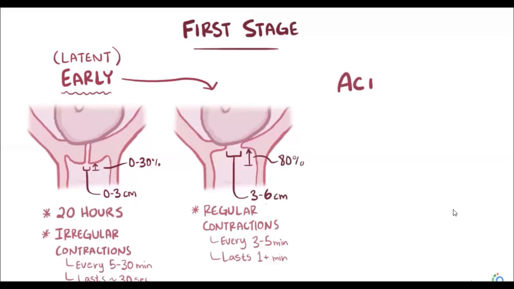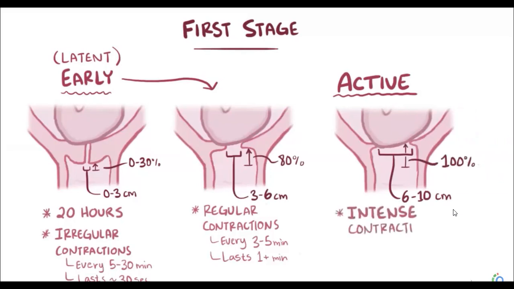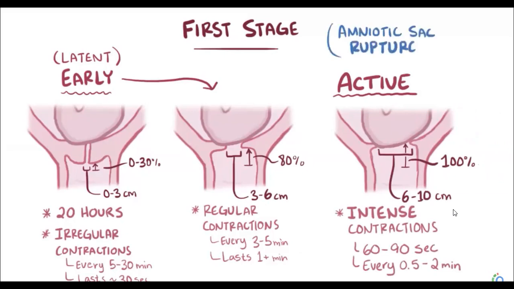This marks the beginning of the active phase of labor, during which the cervix dilates from 6 to 10 centimeters and effaces to 100%. Contractions are very intense, lasting between 60 to 90 seconds each, with only 30 seconds to 2 minutes of rest in between, so sometimes they can even overlap a bit, with one contraction beginning before the previous one is done. Also, the amniotic sac often ruptures at this point if it hasn't already.